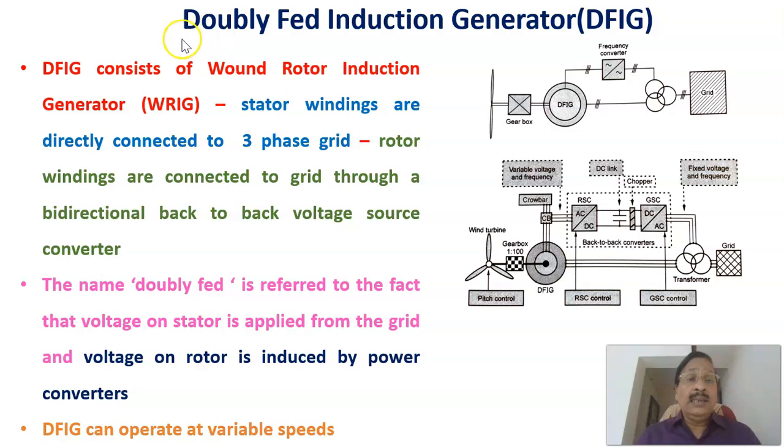Now let us see the doubly fed induction generator, normally known as DFIG. A doubly fed induction generator consists of a wound rotor induction generator, WRIG. It is also called a slip ring induction generator. Both are the same, wound rotor induction generator or slip ring induction generator.